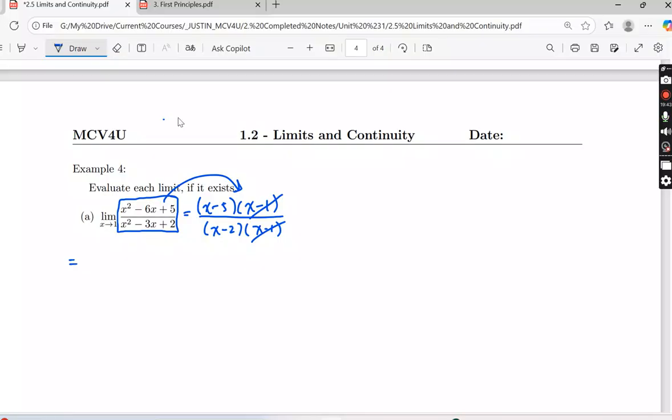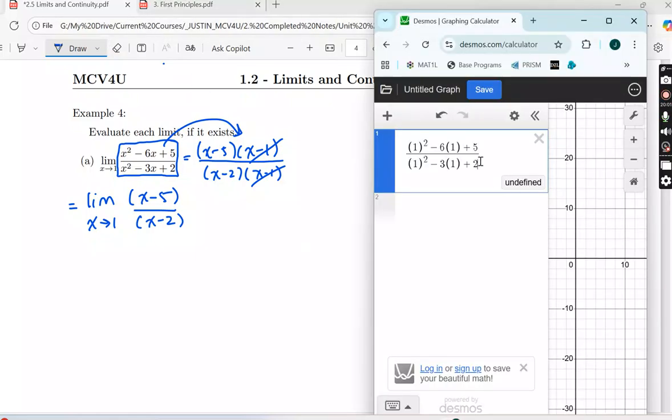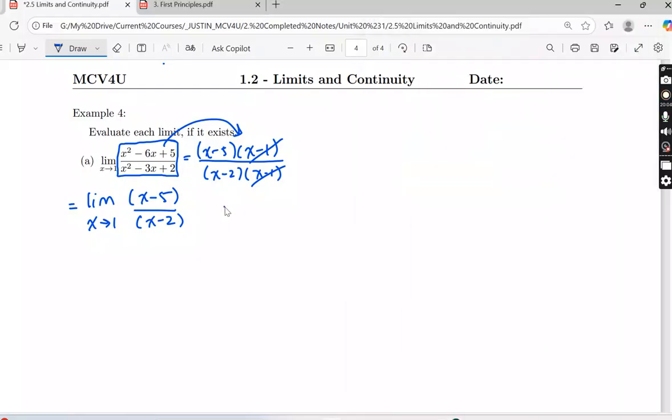However, this simplifies down now to the limit as x approaches 1 of x minus 5 over x minus 2. Okay? So then, if I sub in 1 into this, I will get 1 minus 5 over 1 minus 2, to give me negative 4 over negative 1, which gives me a limit of 4.